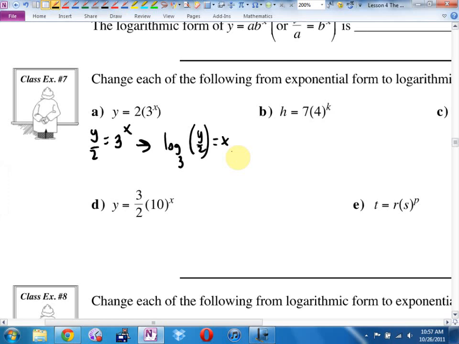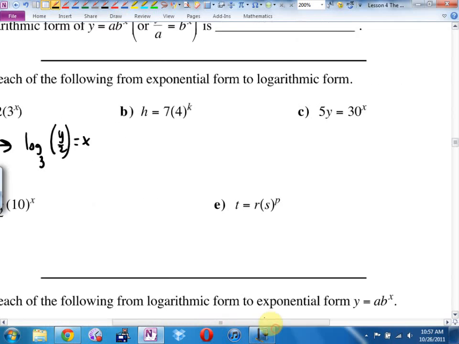Skip B, let's do C. C. Ashley, is the power by itself already in C?